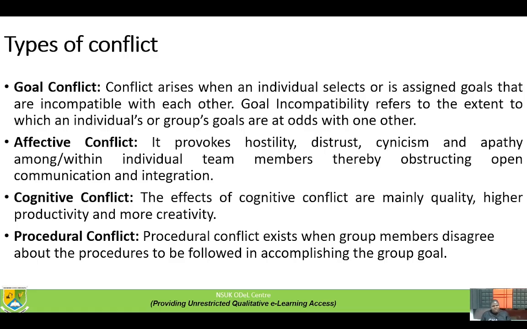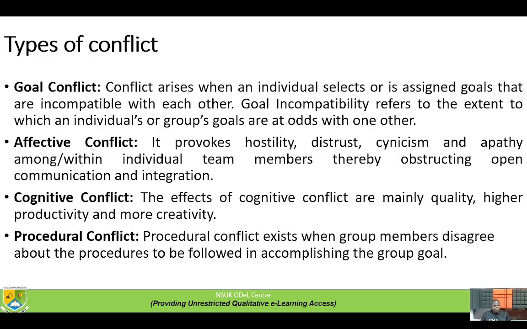Then the next thing is cognitive conflict. The effects of cognitive conflict are many: quality, high productivity, and more creativity. This kind of conflict always arises from the thinking nature of a person. When there is a need for one to be creative enough, you see a person begin to debate with himself, begin to fight himself unnecessarily. These are the things that you need to know about cognitive conflict.